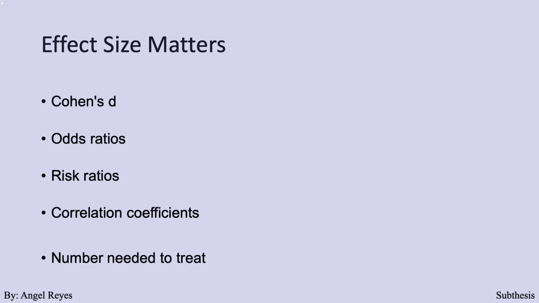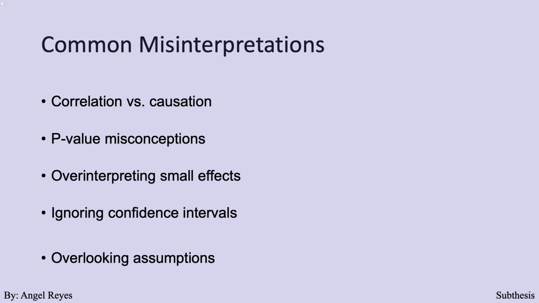Number needed to treat, NNT, has particular clinical relevance, indicating how many patients must receive an intervention to prevent one adverse outcome. These measures complement significance testing by answering not just whether an effect exists, but whether it matters enough to influence healthcare decisions. Among the common misinterpretations, perhaps the most fundamental is confusing correlation with causation. Statistical associations do not necessarily indicate causal relationships.